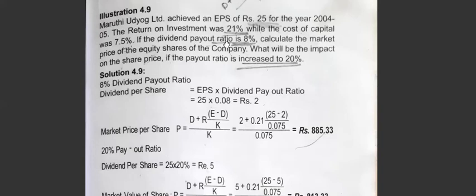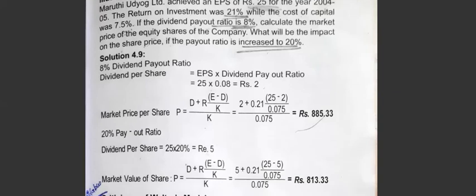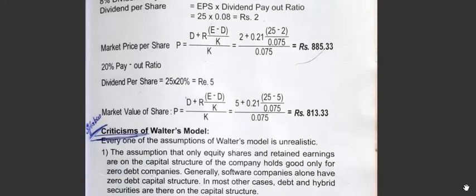Okay. So what will be the impact on the market if the payout ratio is increased to 20%? If they give the dividend as 20%, then what will be the answer? So again calculate the dividend. 25 into 20%, you will get rupees 5. Then you substitute the values and you will get 813.33.